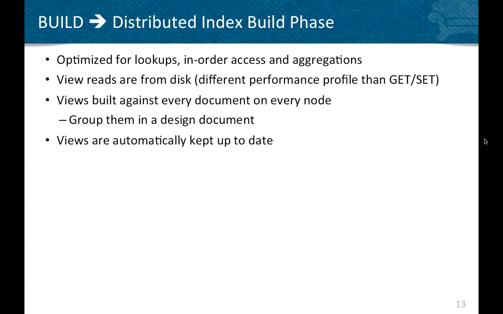So once you've defined a view, you're going to build it. And we saw that in the previous slide. It's built out on each of the database servers independently, in parallel. And it builds an on-disk B-tree data structure, which is optimized for lookups by key. So I want to find all the breweries in Portland, Oregon. Or it's optimized for in-order access. So I want to find all the comments by the user jchris in the month of March.